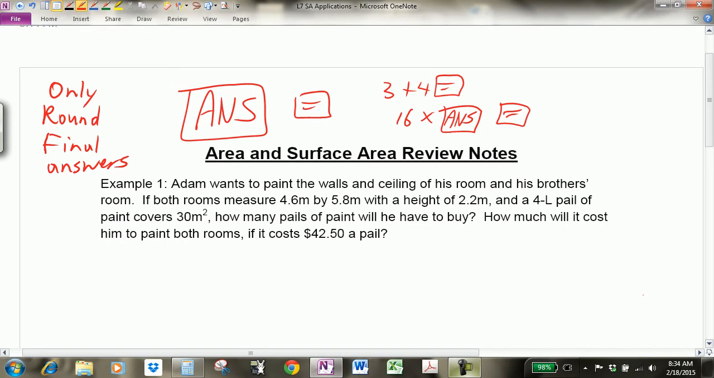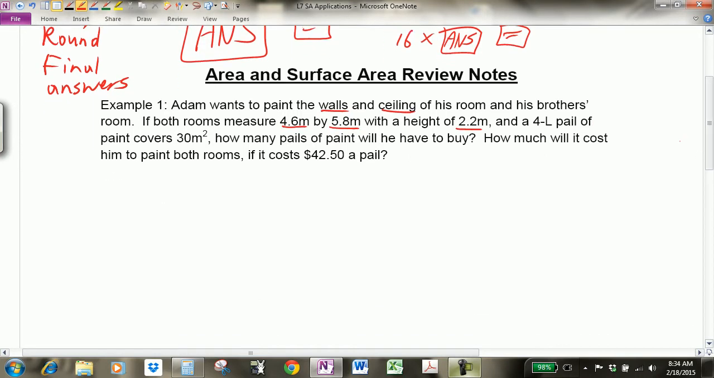Okay, so important things you should have underlined: walls and ceiling. Is he painting the floor? No. Mom wouldn't like the carpet painted in their bedroom. Okay, so the room is 4.6 by 5.8 with a height of 2.2. Now that does some more information, but let's not worry about that. Okay, try and figure out how much paint you have to buy. You want to basically find the surface area.